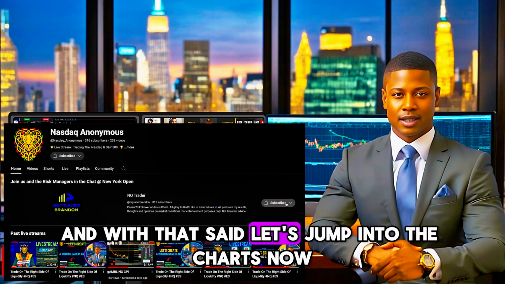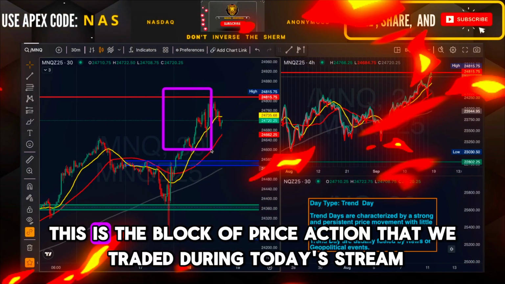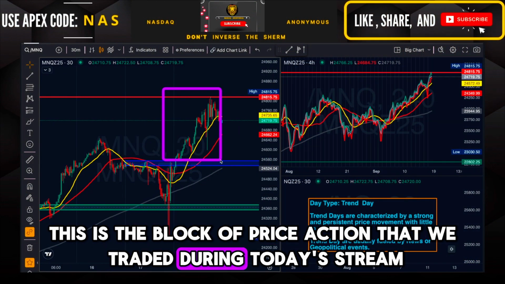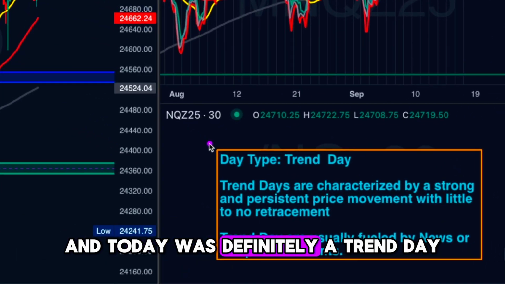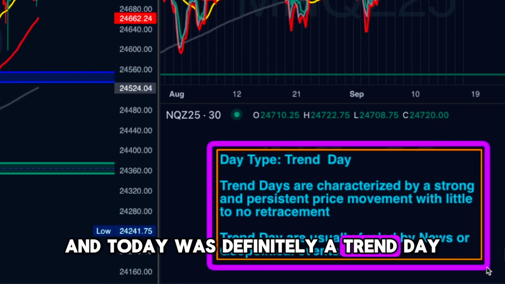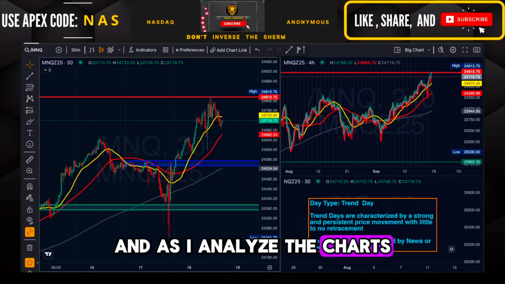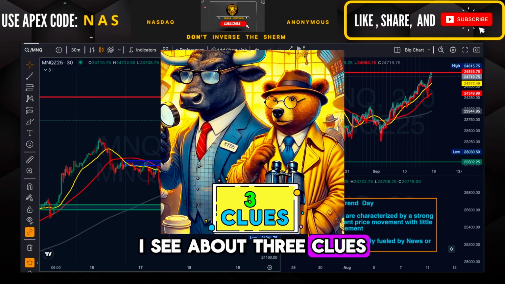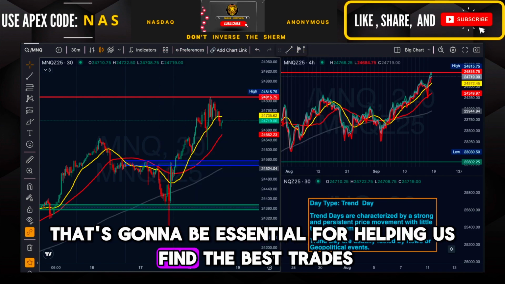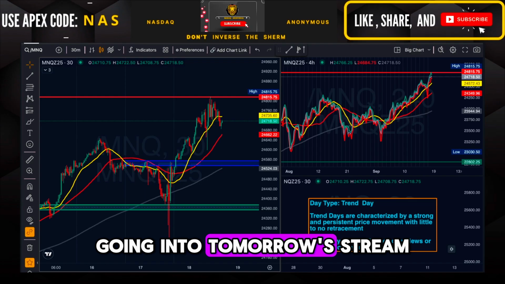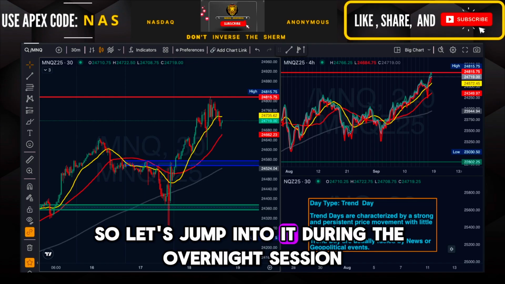With that said, let's jump into the charts now. This is the block of price action that we traded during today's stream, and today was definitely a trend day. As I analyze the charts, I see about 3 clues that are going to be essential for helping us find the best trades going into tomorrow's stream. So let's jump into it.